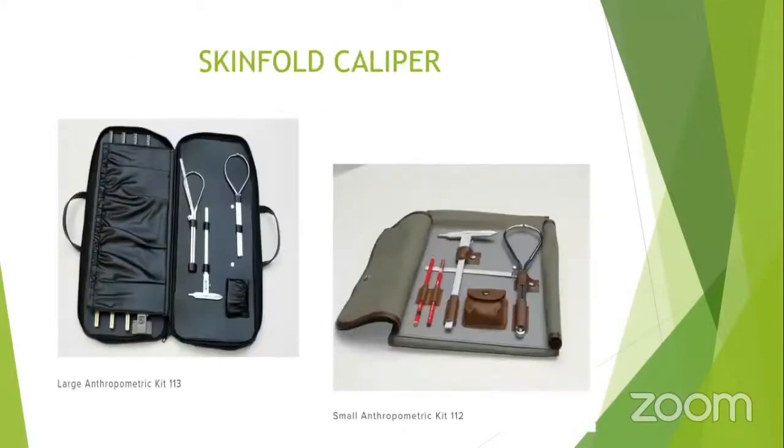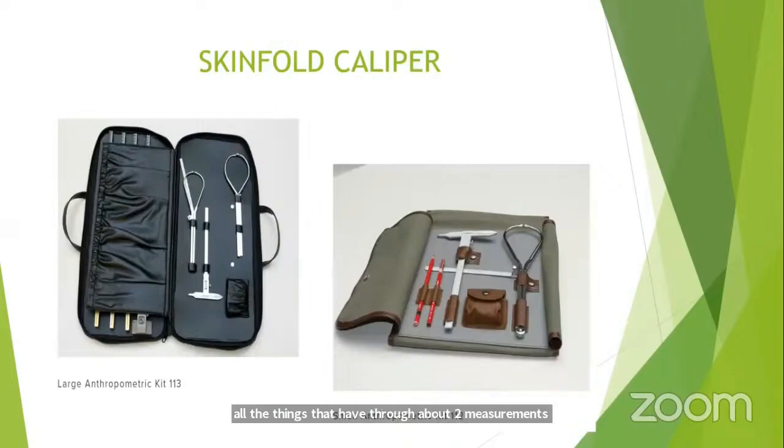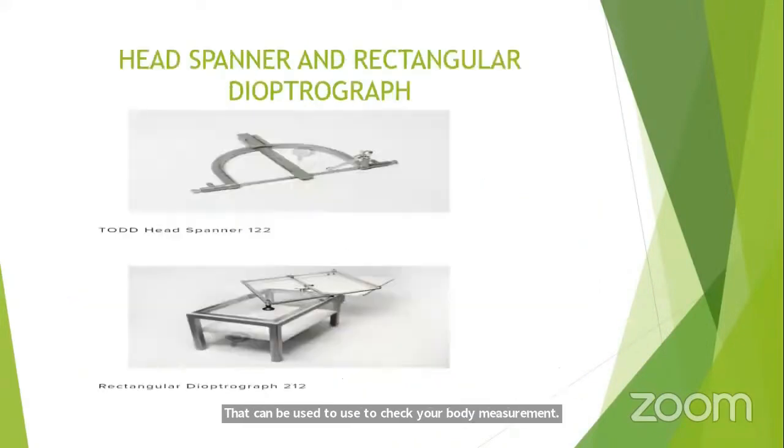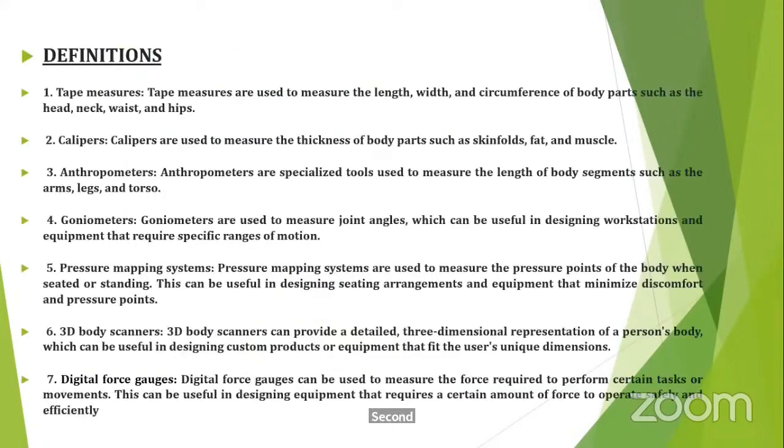So you can look through the slide. It's showing you all the things, the measurements and all the different tools in place that can be used to check your body measurements. These are the measuring tapes that can be used to check your head circumference, and can be used to check your thighs. This is the head spanner and all.